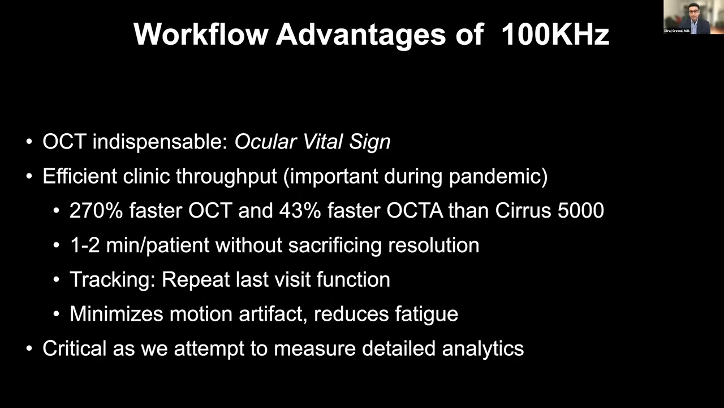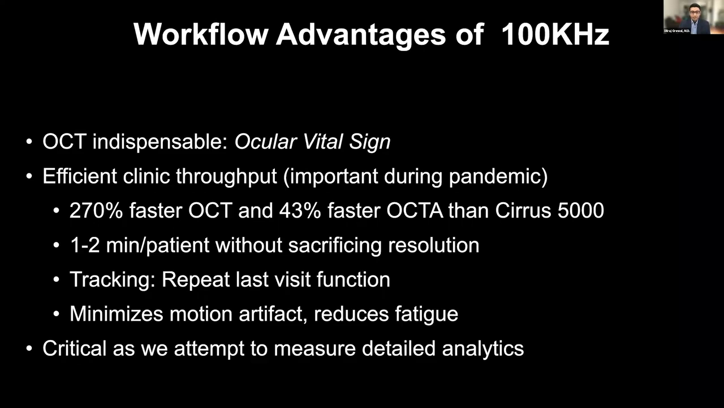Some of the advantages of the faster 100 kilohertz engine are that it is significantly faster for both OCT and OCT-A than the predecessor Cirrus 5000. And what this really translates into is that it can offer a time saving of 1 to 2 minutes per patient without sacrificing your resolution or scan protocol. And if you translate that over a busy clinic across 50 to 75 patients, that adds up.